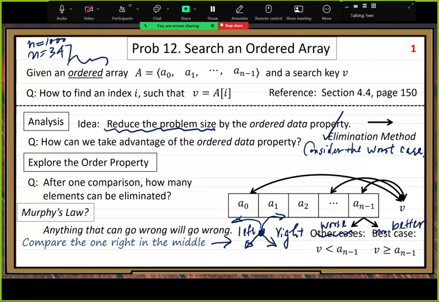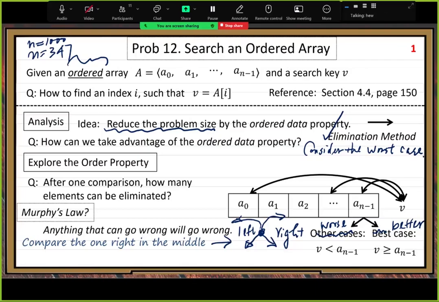So that's the idea of binary search. This explains the main idea of binary search: why we compare the given search key to the element in the middle, or we call it the median element.